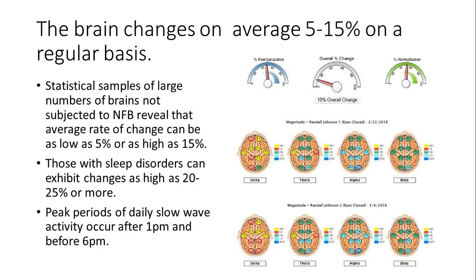What we found, looking at things, is that the brain changes on average between 5 and 15% on a regular basis. So your brain is always learning, adapting, and changing. And depending on the rigidity or plasticity of the brain and how much compensatory activity there is, it'll vary typically between 5 and 15%. Okay, so statistical samples of large numbers of brains not subjected to neurofeedback reveal that the average rate of change can be as low as 5% and as high as 15%. That's based on our stats so far. That number could change as we refine our samples, improve our targeting, and increase our N size, but that's where we're at now. Those with sleep disorders can exhibit changes as high as 20 to 25%.